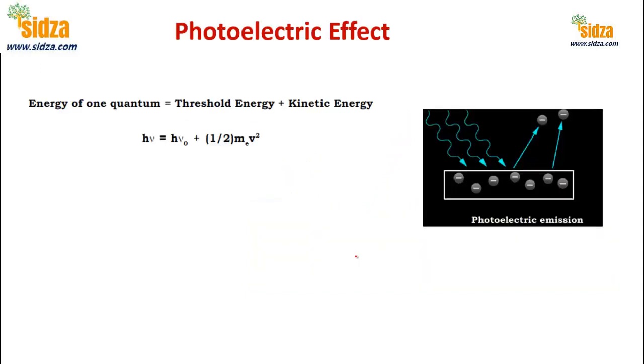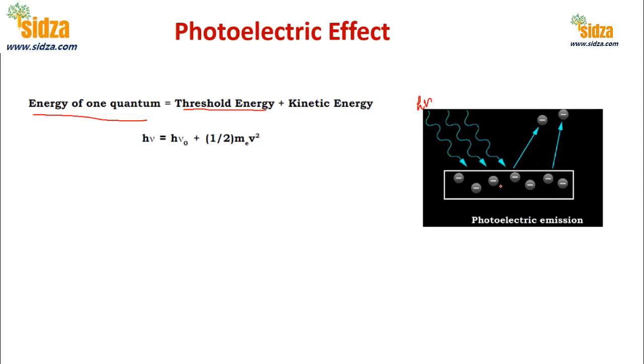So let's understand it more clearly. When we strike a particular metal with radiations, electrons get ejected. Basically, a part of the energy of one quantum of this radiation is used to overcome the attractive force. That means a part of this quantum is used to overcome the attractive forces, and that energy is called the threshold energy. So this is the energy of the one quantum that we use here, and a part of it is used to overcome the attractive forces.